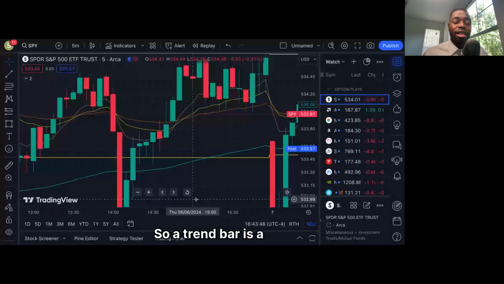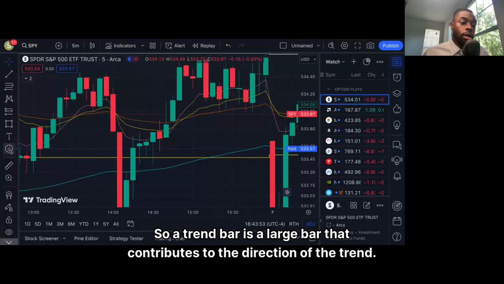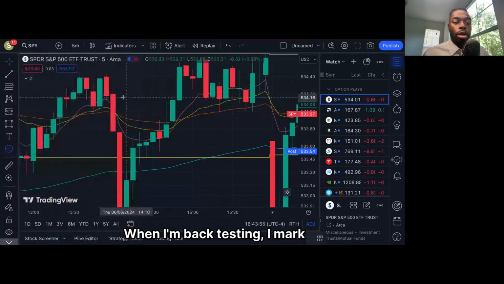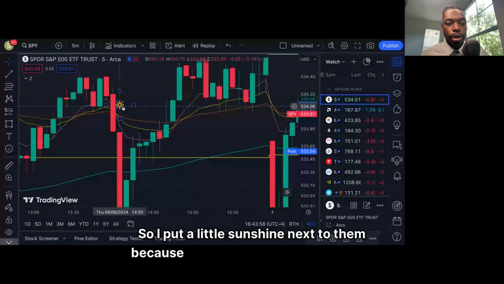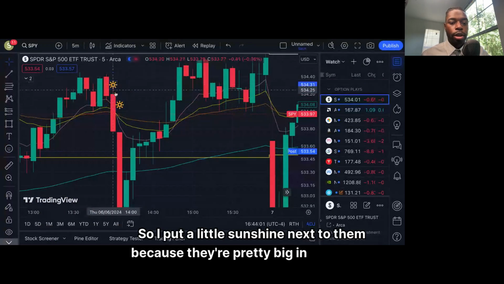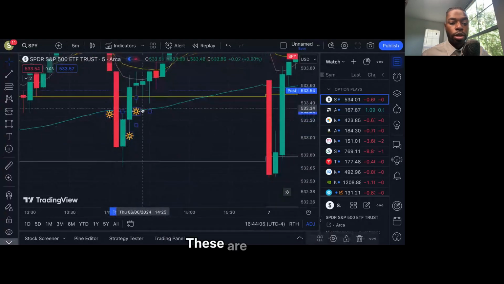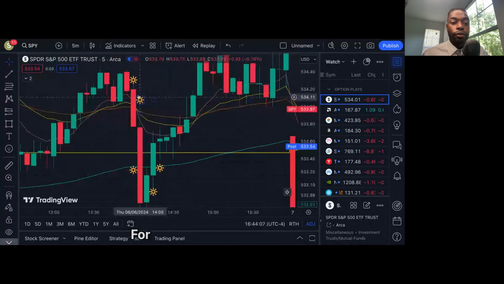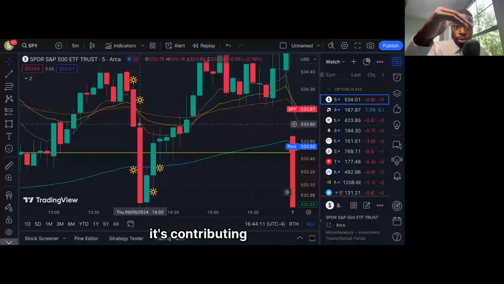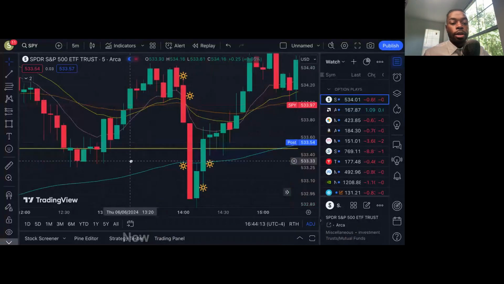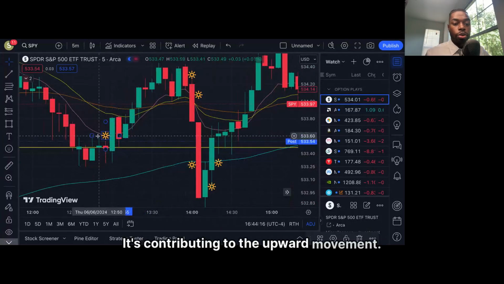So a trend bar is a large bar that contributes to the direction of the trend. When I'm back testing, I mark all my trend bars. So I put a little sunshine next to them because they're pretty big in relation to other bars. These are trend bars, so they contribute to the direction of the trend. For instance, this red bar pushed to the downside, this one pushed to the downside. It's contributing to the downward movement. Now, other trend bars would be something like this green bar. It's contributing to the upward movement.